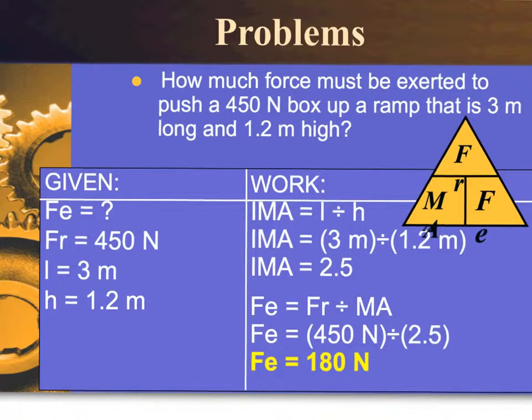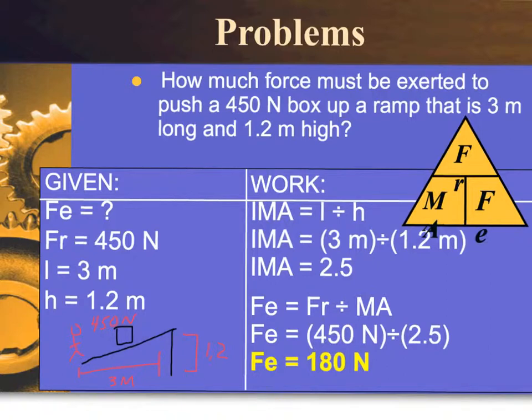Here we have an ideal mechanical advantage problem dealing with inclined planes. How much force must be exerted to push a 450 Newton box up a ramp that is 3 meters long and 1.25 meters high? Now we know that our effort force is our unknown, our resistant force is 450 newtons, the length of our plane is 3 meters, and our height is 1.2 meters.